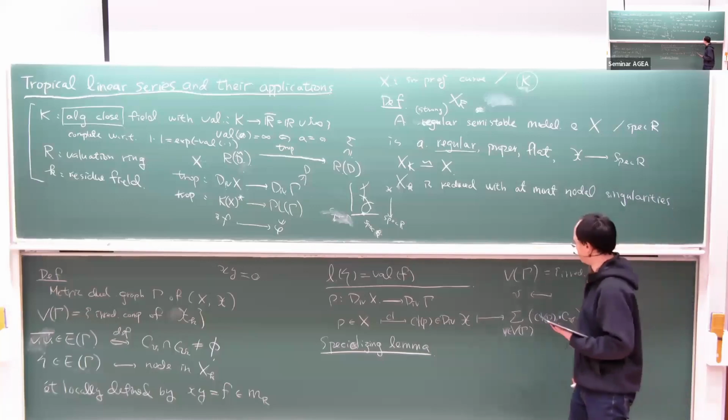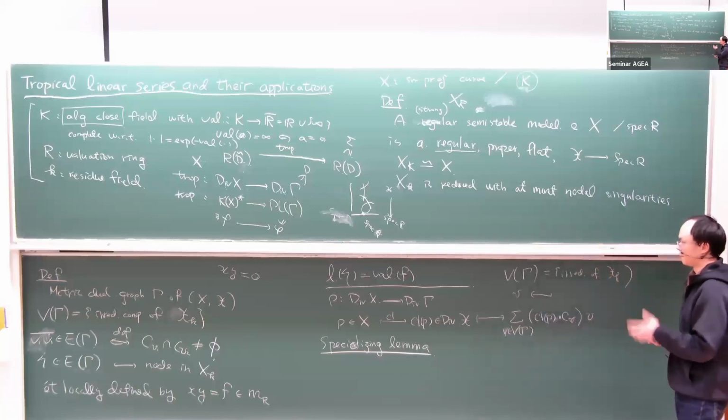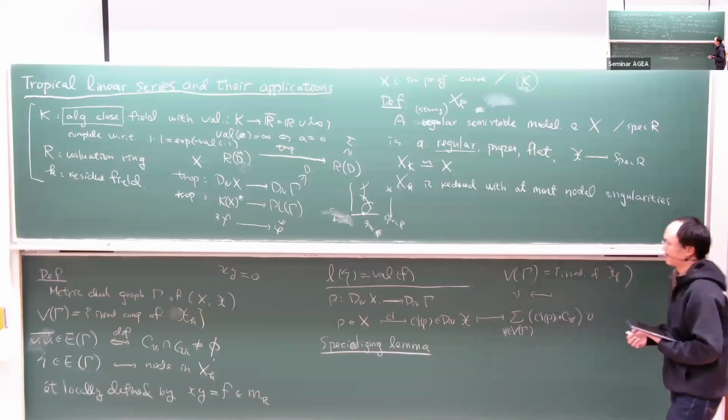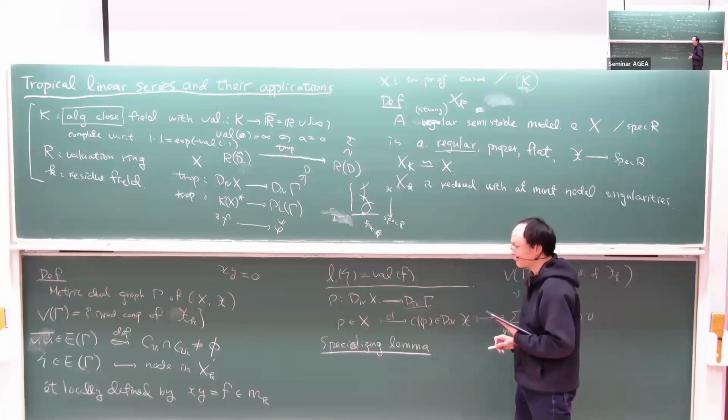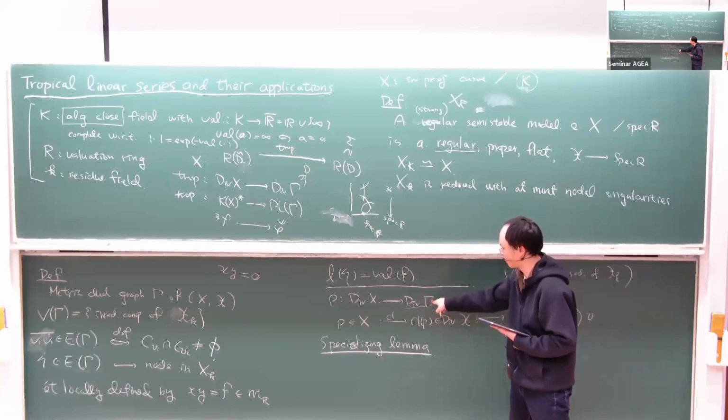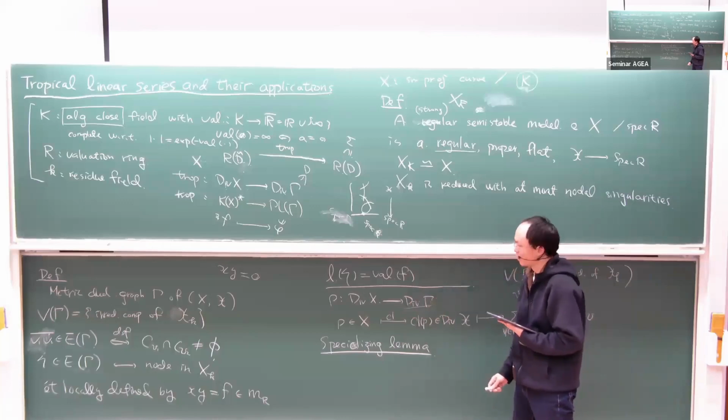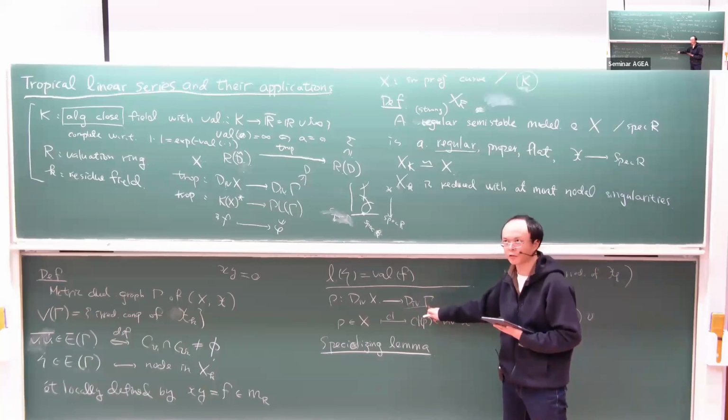So a tropical divisor, is it by definition just the Z-module generated by V? Yes, the free abelian group generated by points. Just the V, right? So the vertices of gamma. Because it's a metric graph, the divisor group allows the point to be any point.